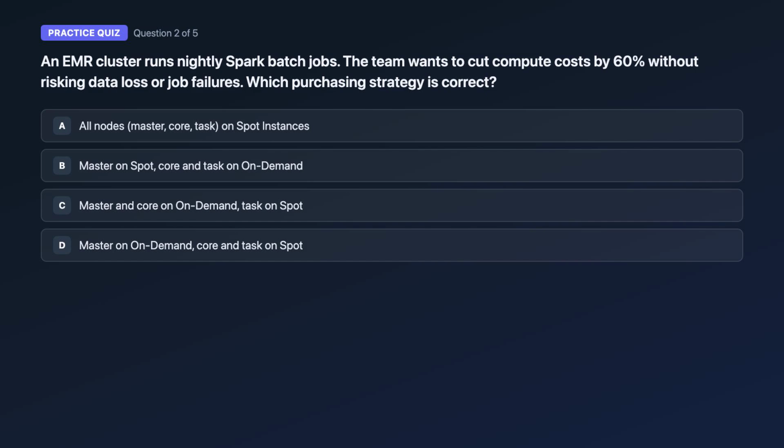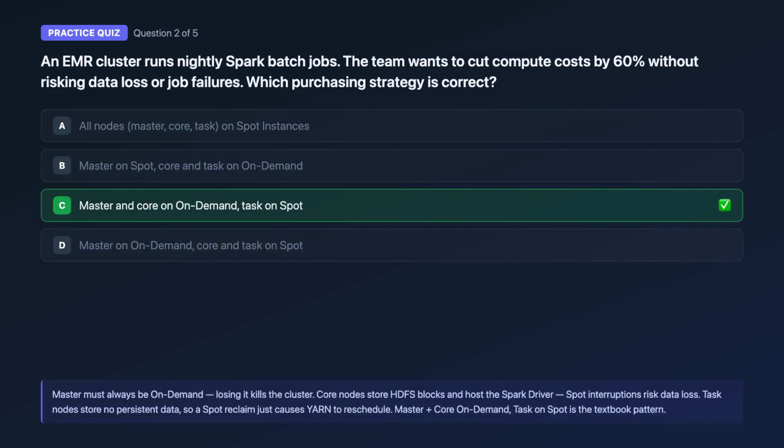Take a moment. The answer is C, master must always run on demand. If it gets reclaimed, the entire cluster dies. Core nodes store HDFS blocks and host the Spark driver, so Spot interruptions there risk data loss. Task nodes store nothing persistent, so a Spot reclaim just causes YARN to reschedule the work. Master and core on on-demand, task on Spot is the textbook pattern.